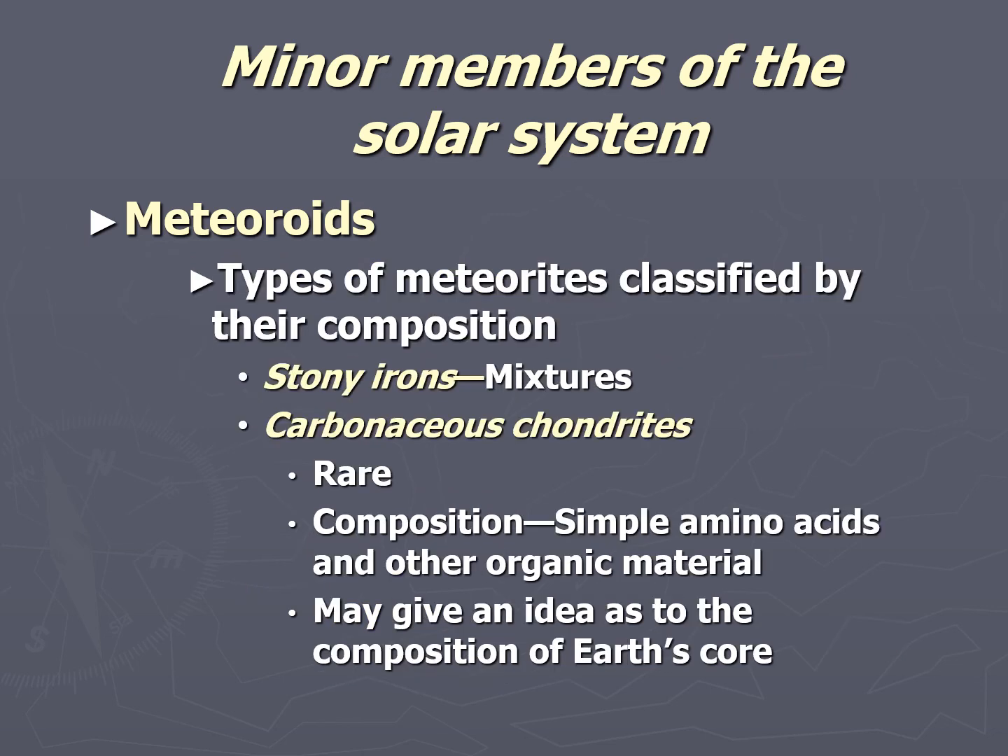Carbonaceous chondrites are interesting. So no, you're not going to have to know the types of meteorites for your third exam. Carbonaceous chondrites are worth mentioning though, because they're the most rare type of meteorite. And what's really interesting is that they have organic material, including simple amino acids.